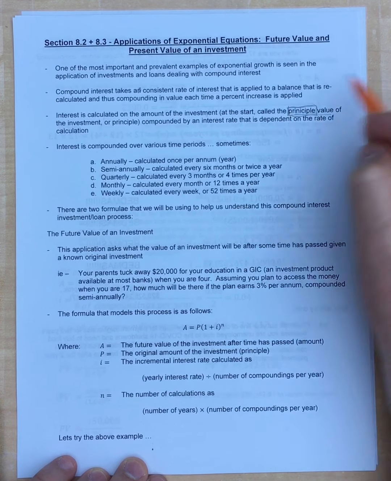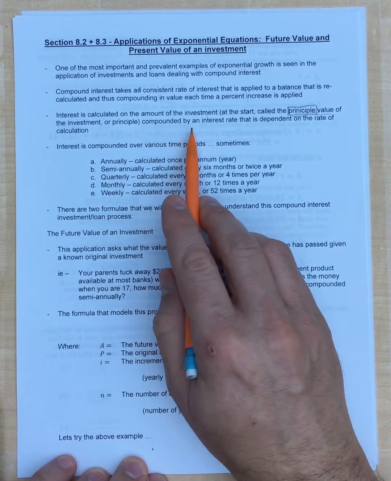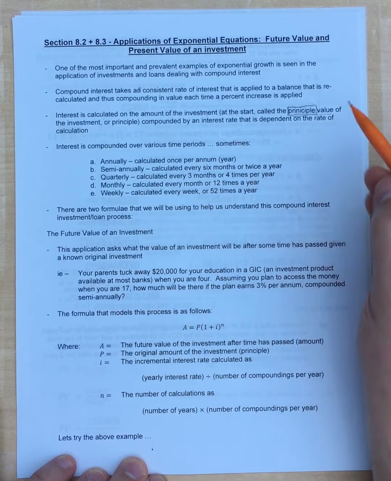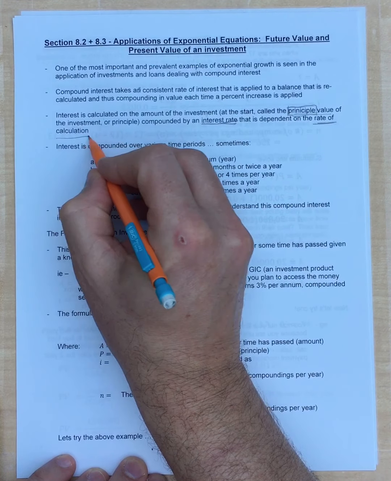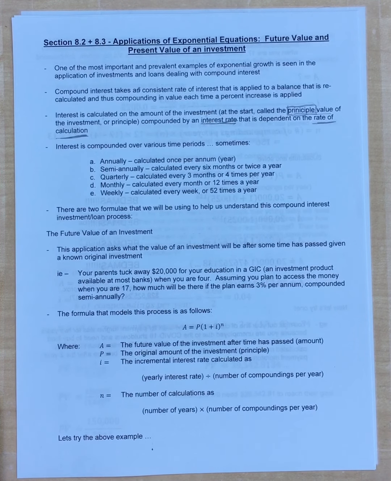It's the starting amount of the investment, compounded by an interest rate that is dependent on the rate of calculation. So the interest rate that's calculated is dependent on the rate of calculation. So there's a couple of features that are involved in here.